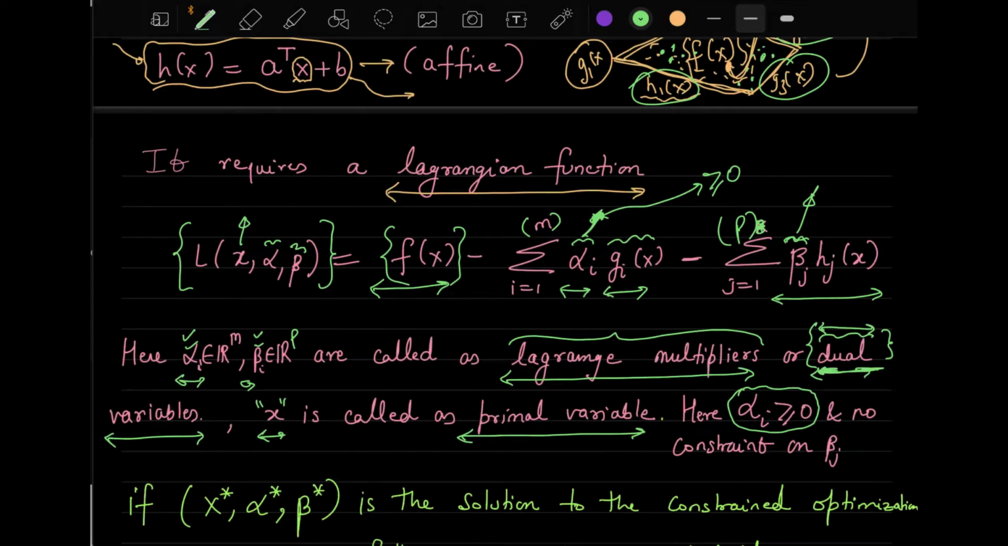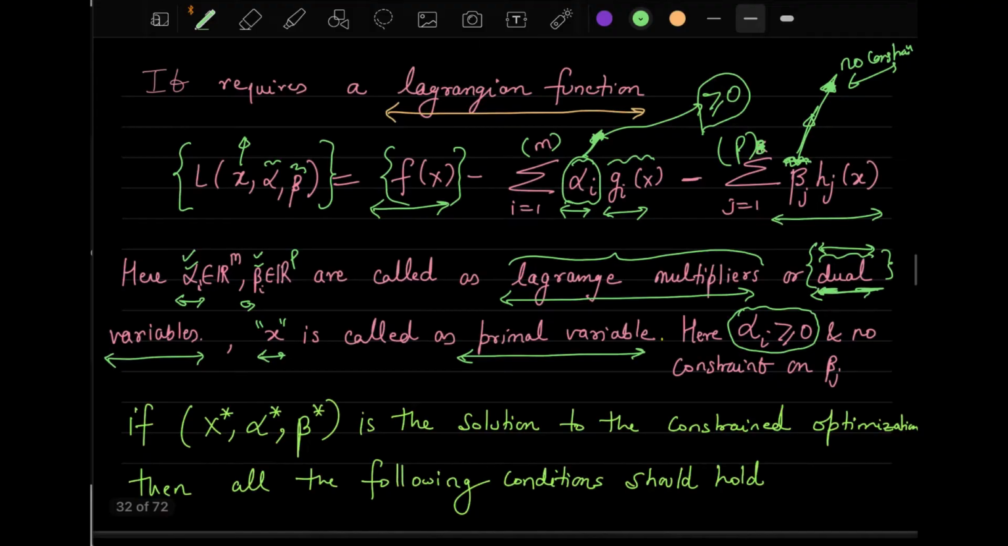Another thing is, there is no constraint on this beta j variable. There is no constraint on beta j, but there is a constraint that alpha i has to be always greater than or equal to 0. You have to keep this in mind, and this will repeat again and again in future. I want you to be clear here itself about the constraints you have for this objective function.